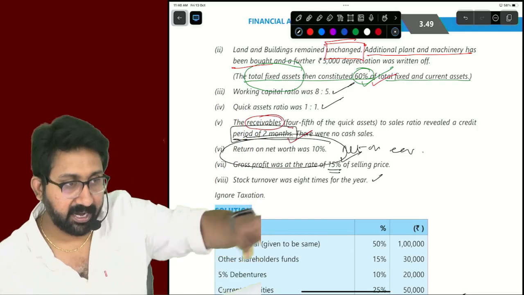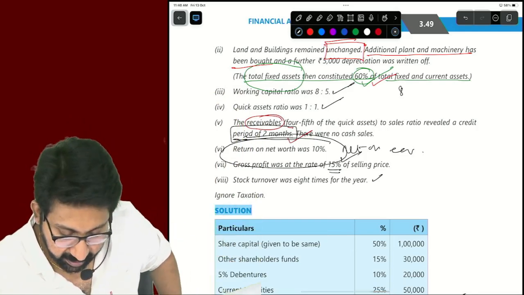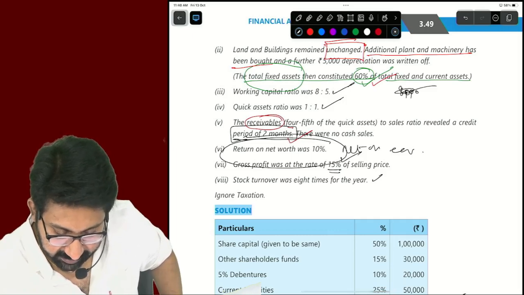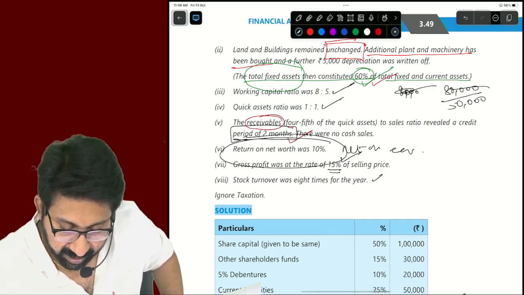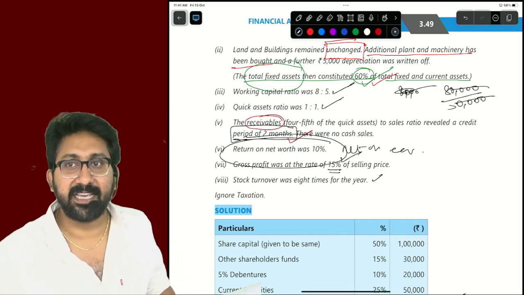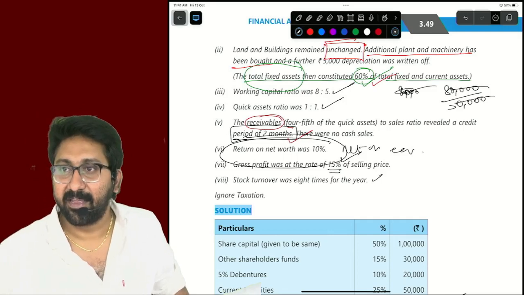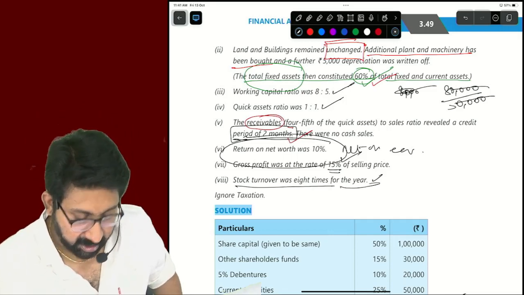I will do here. Tell me, what is the current asset? 80,000. Current liability? That's what you want to tell. 8 by 5. Checking purposes. Yeah, 8 by 5. Next, stock turnover was 8 times.